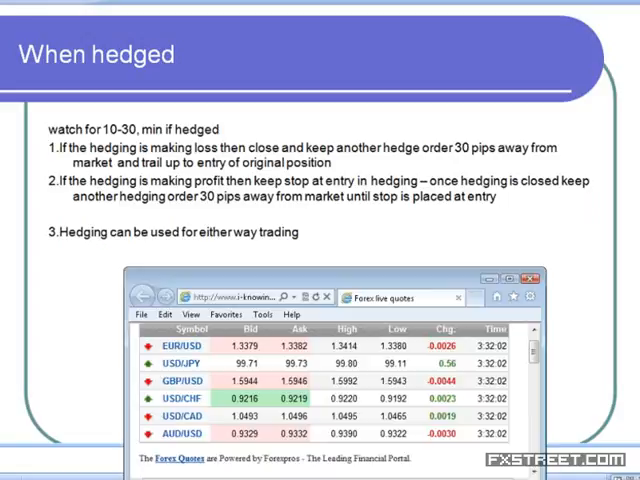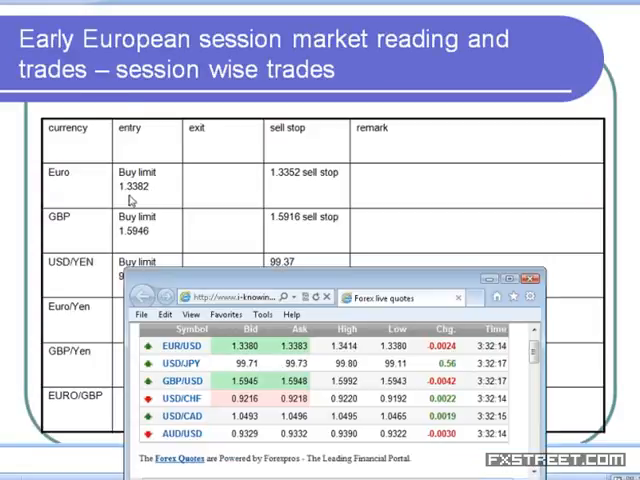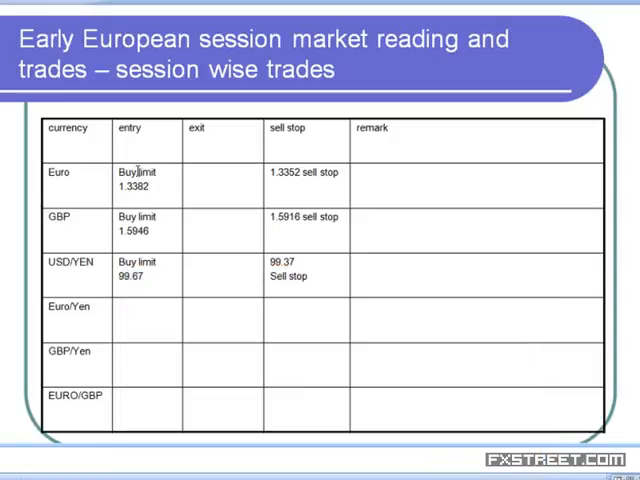So now you find our order 1.3382 is filled, so it becomes our position.